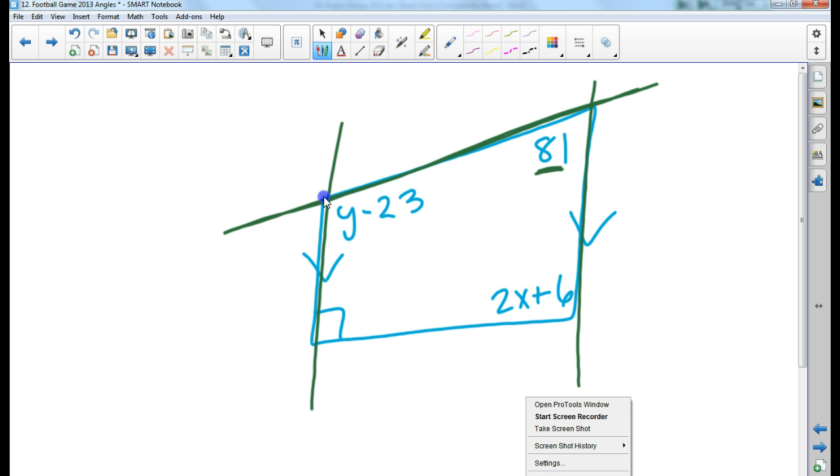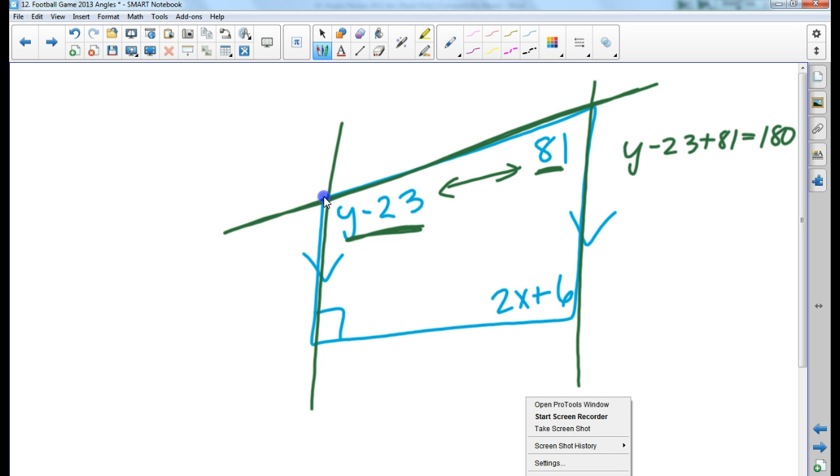81, and it goes with? No, these are not parallel. Oh. Those are the same side interior angles, right there and there. They don't equal. They add to equal 180. Y minus 23 plus 81 equals 180.